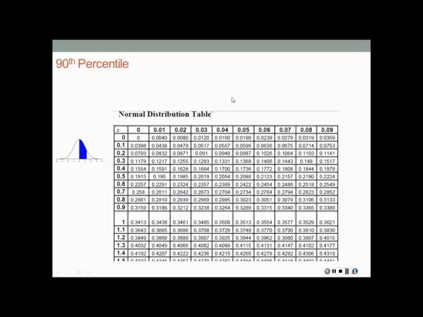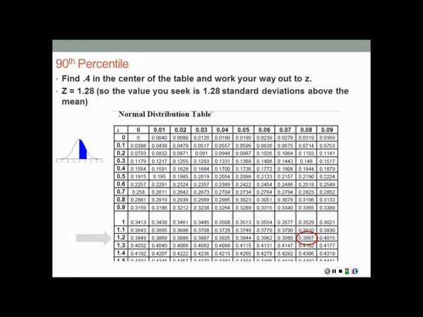So I'm going to find 0.4 in the center of the table. The closest number I could find was 0.3997. That's really close to 0.4. So now I'm going to look at what row and what column I'm in. I'm in the row 1.2 and the column 0.08. So that means that the point we're looking at right now, the 90th percentile, is going to be 1.28 standard deviations above the mean.